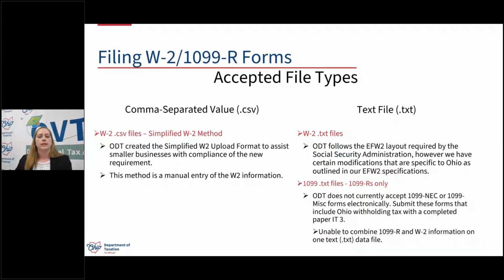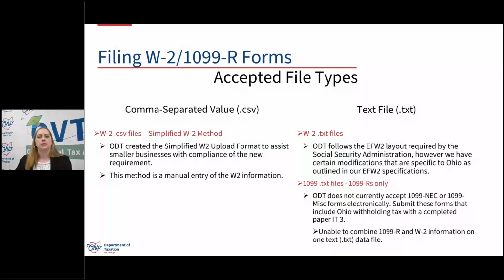And it is only the 1099-R information. We do not accept 1099 NEC or 1099 miscellaneous forms electronically. If you issue either of these forms and they have Ohio withholding tax reported, you must send copies with a completed paper IT3 to the address in the instructions for the IT3.